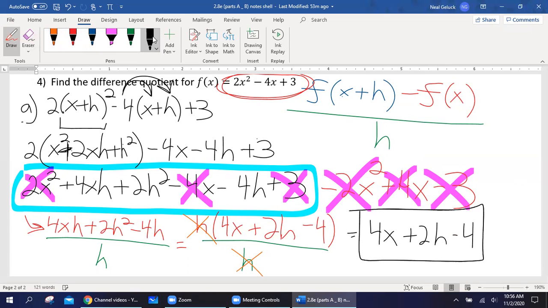I would strongly suggest not trying to skip steps. Do these piece by piece. Figure out f of x plus h. Subtract off the original function. Figure that all out. Get it simplified down. Then chances are you'll be factoring an h out to cancel with this h that's in the denominator.